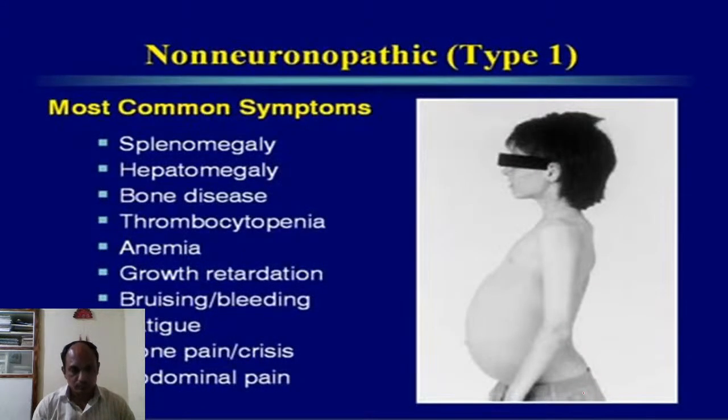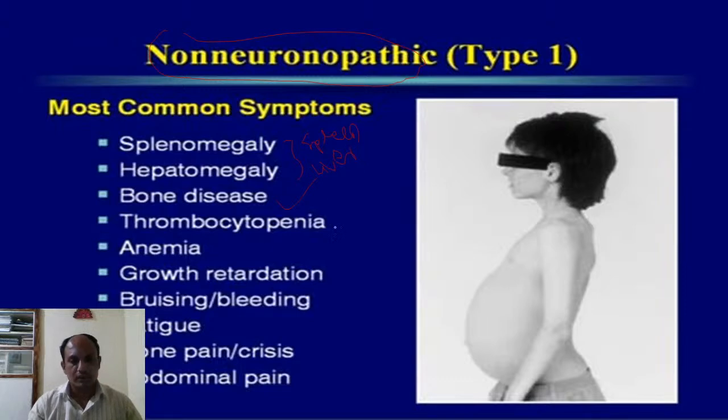See here, the symptoms of type 1. It is also called non-neuropathic because there is no involvement of the central nervous system. So this is type 1 Gaucher disease, and the symptoms include splenomegaly and hepatomegaly. Splenomegaly means there is a swelling of the spleen, and hepatomegaly means there is a swelling of the liver. Bone diseases also occur.